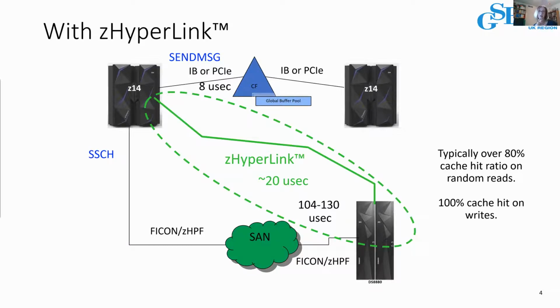With zHyperlink, with that point-to-point PCIe connectivity, with all of the code optimizations, our goal was to have IOs that would complete in around 20 microseconds. So really, an order of magnitude smaller than the type of transaction times we were seeing with standard FICON, High Performance FICON IO. And that was really how it came about.